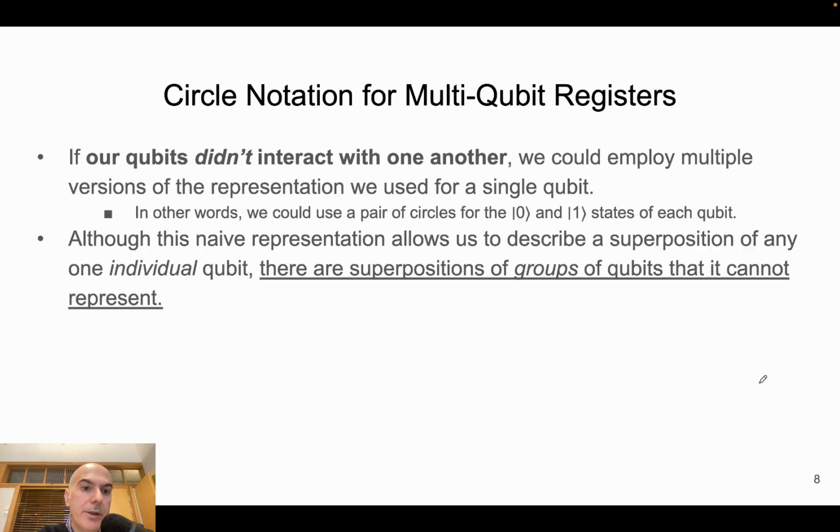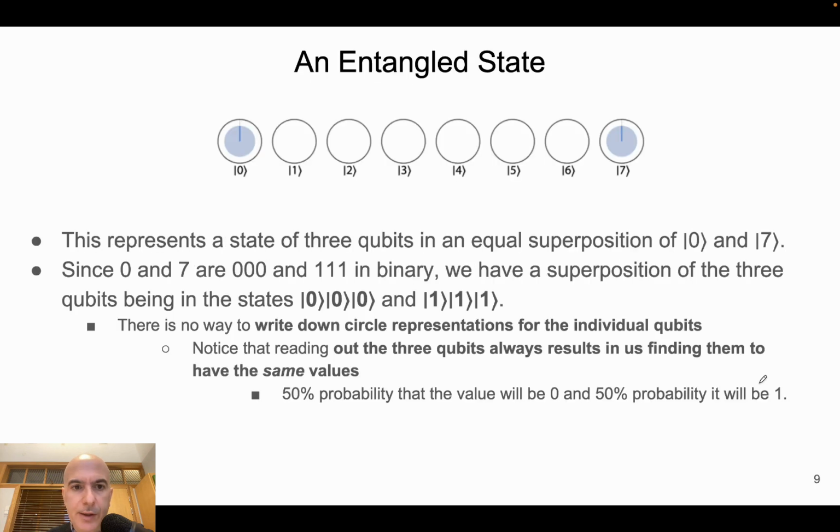If our qubits do not interact with each other, we could employ multiple versions of the representation we use for a single qubit. In other words, we could use a pair of circles for the 0 and 1 state for each qubit. Although this naive representation allows us to describe superposition of any one individual qubit, there are superpositions of groups of qubits, so multi-qubit register values, that cannot be represented as a combination of single qubit states. So these are the so-called entangled states.